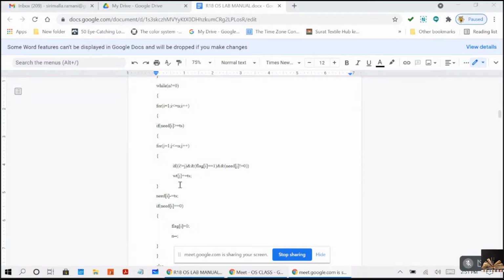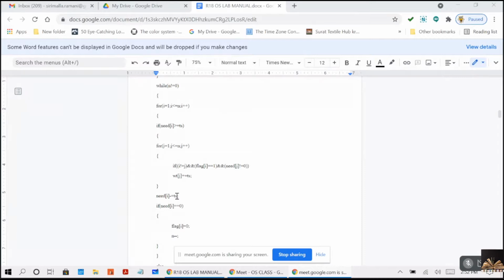Then what I'm doing is the waiting time of j is equal to the waiting time of j plus the time slice. Why? Because for the time slice, the first job is completed. So I am checking the first job with the second job. I is not equal to j, that means I have the second job also, and the first job is not completed, and the second job's burst time is not equal to 0. That means it requires some CPU time. Then the second job's waiting time is equal to the second job's waiting time plus time slice.